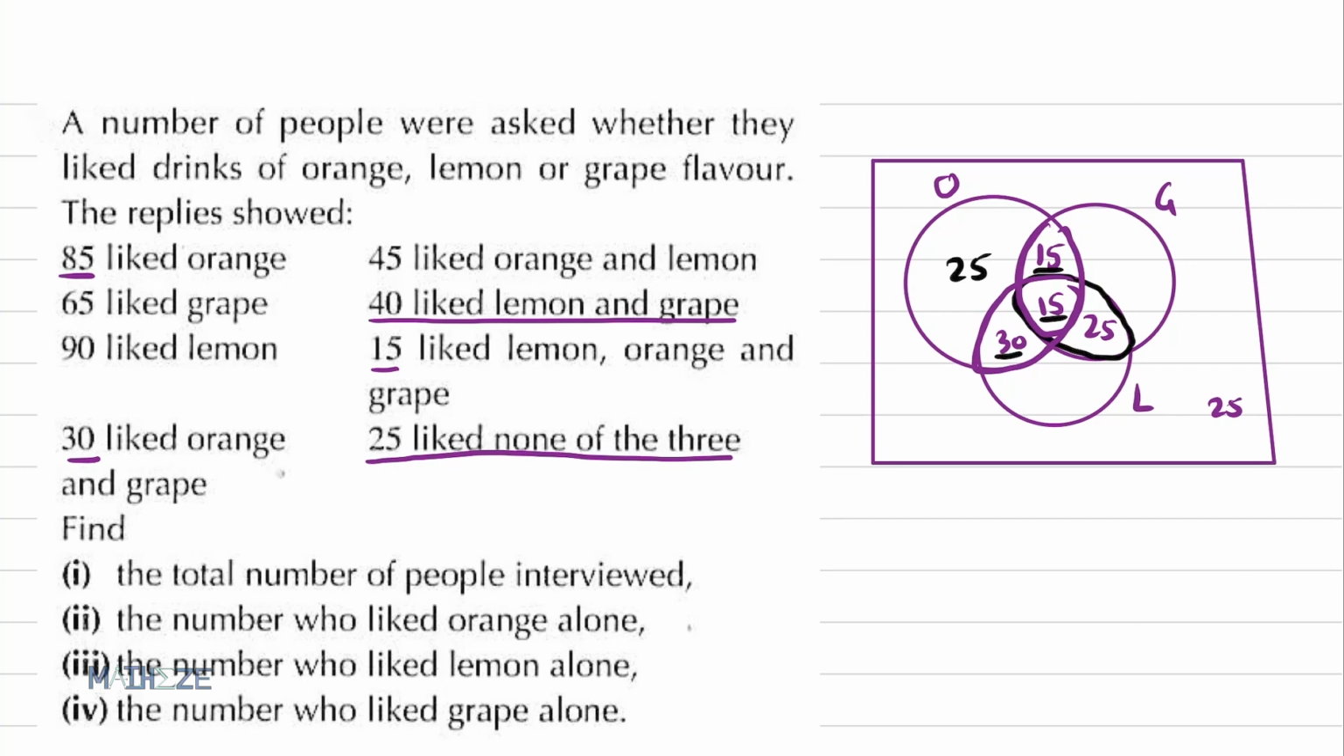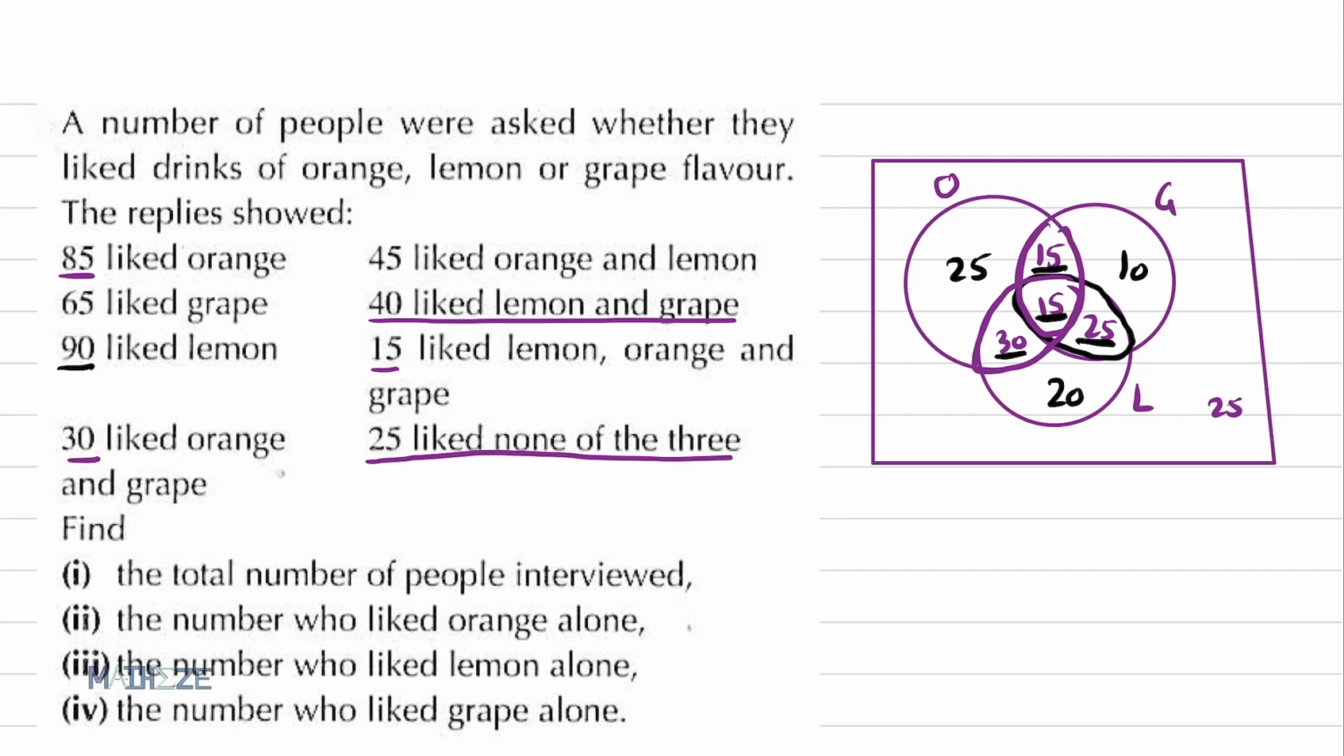Then it says 65 like grape. So overall it's 15 plus 15, 30, 30 plus 25, 55. So what's 65 minus 55? It's 10. Then people who like lemon were 90. So 30 plus 25 makes what? 55. 55 plus 15 makes what? 70. So what's 90 minus 70? 20. Do you all get till this point?